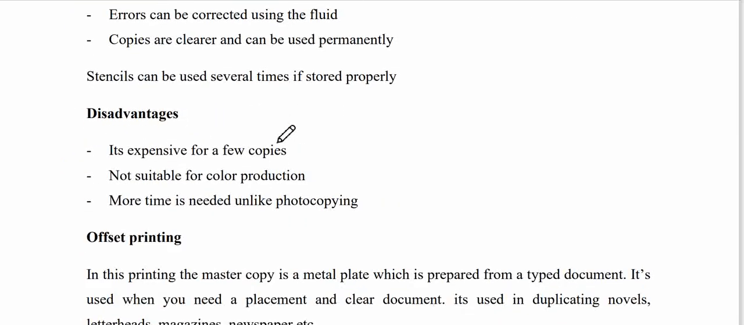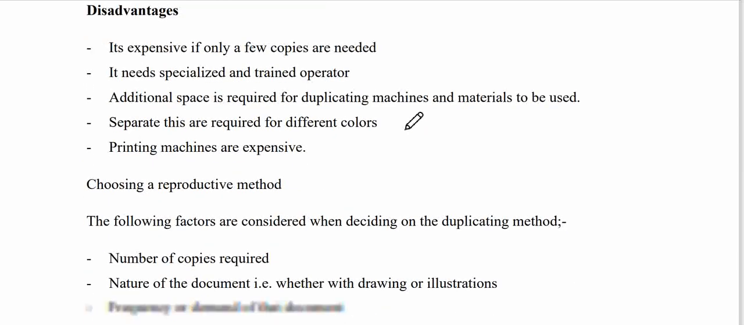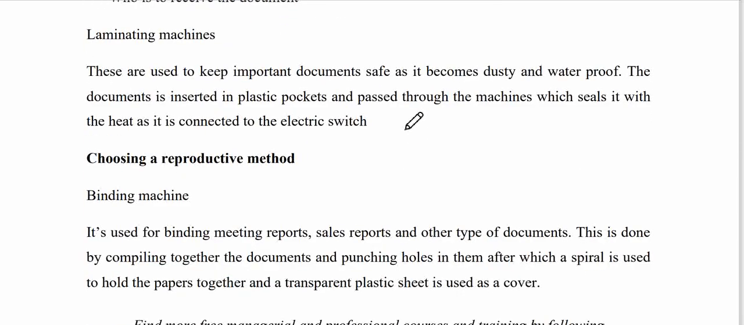Then offset printing is where the master copy is a metal plate which is prepared from a typed document. When you go to town, you see in front of most shops a lot of metal signs which have writings. Others have lights on them and something like that. Those are what we are referring to as offset printing as well.